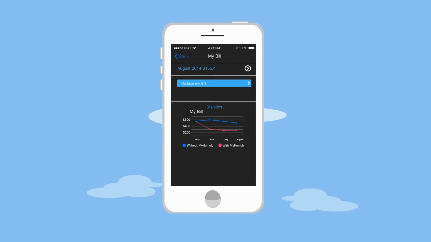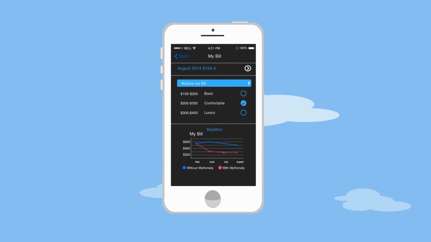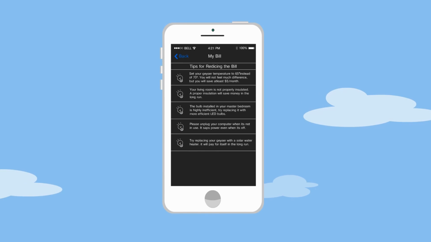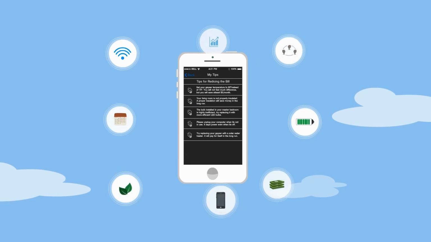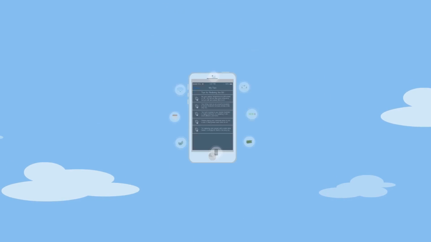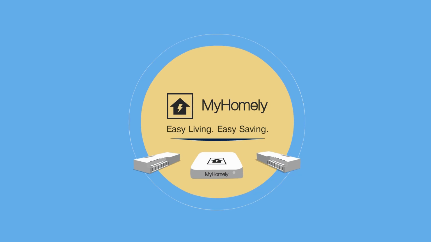The system would allow you to choose a price range to optimize your usage and give you personalized tips to reduce wastage and expenditure. The system has a host of other features which would make life simpler for you. So this is MyHomely, the most personalized home energy management and automation system that you can find that lets you save money without having to compromise on comfort.